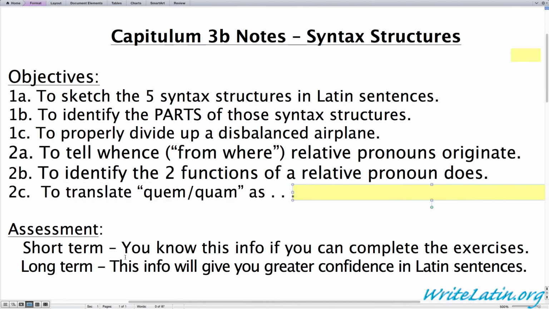So hopefully you were able to do the exercises and are all prepared now to chop up any Latin sentence that you see and know what its syntax is. By the way, syntax is a Greek word that means order. So now you know how to order the elements of a sentence.